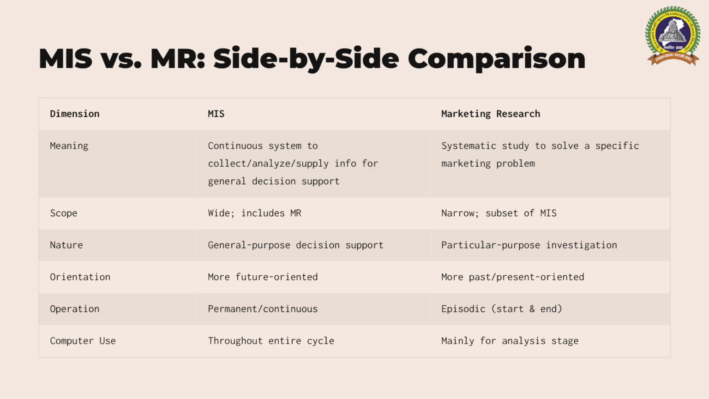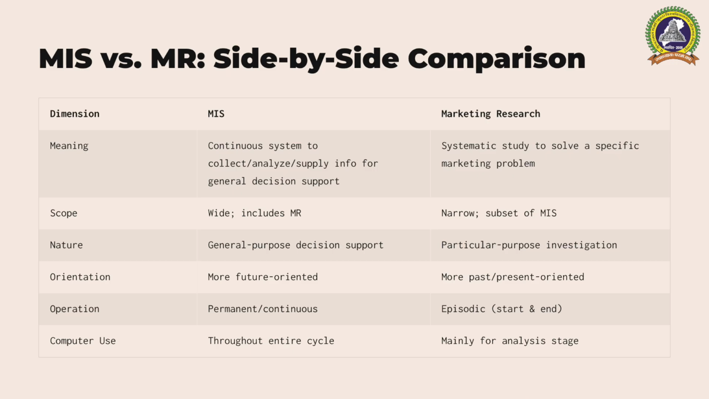Third, nature. An MIS is more general in nature. It can help solve many types of marketing problems. MR is very specific and particular. It can solve only a single type of problem at a time. Fourth, orientation. This is a key difference. An MIS is more future oriented when compared to MR. Marketing research, because it focuses on a specific problem that is happening now, is more past and present oriented.